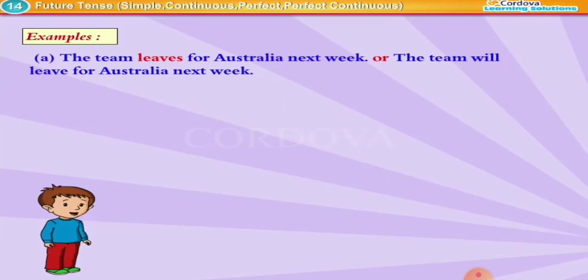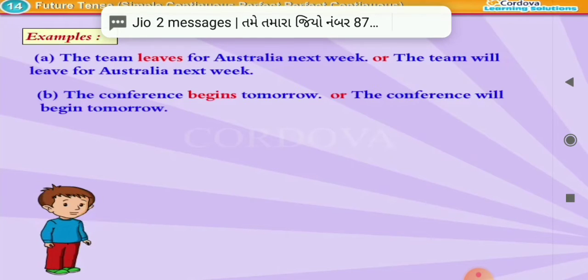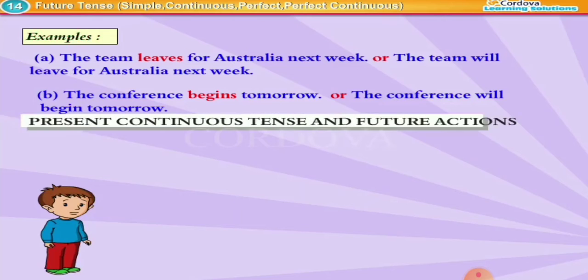Examples: The team leaves for Australia next week, or the team will leave for Australia next week. The conference begins tomorrow, or the conference will begin tomorrow.